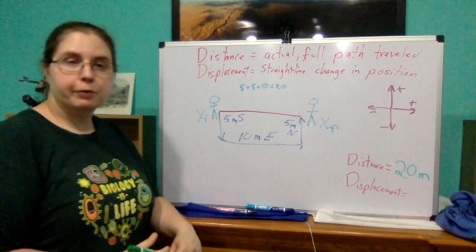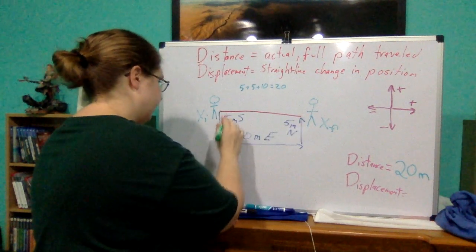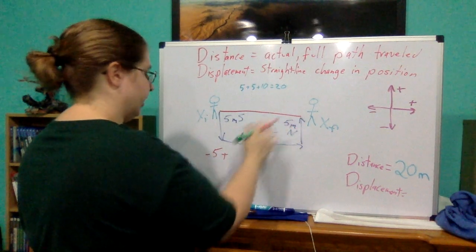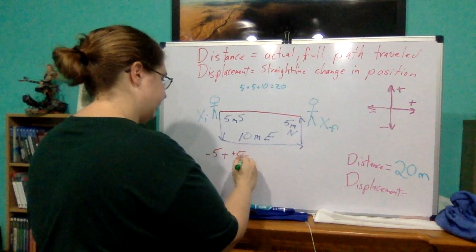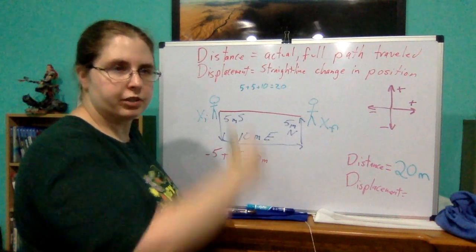Let's look at all the vertical values. We have 5 and 5. We have 5 down, which is negative 5, plus 5 up, positive 5, equals a 0 meter change in position vertically.